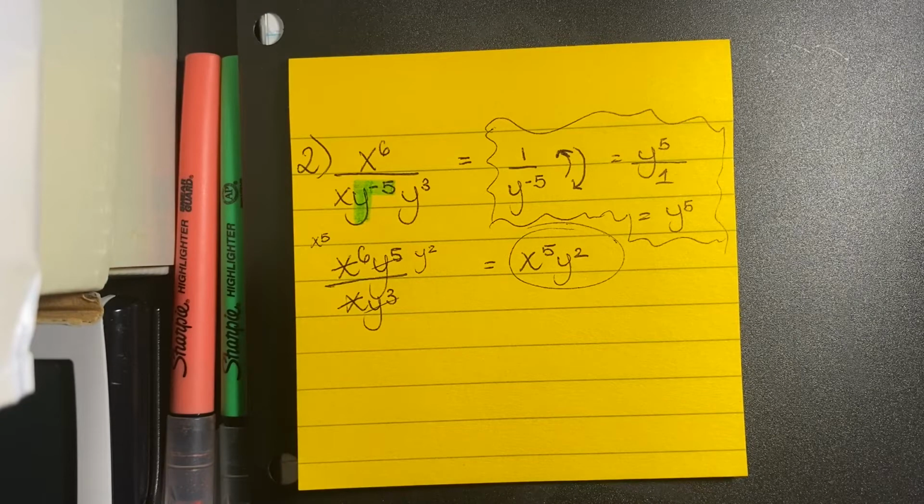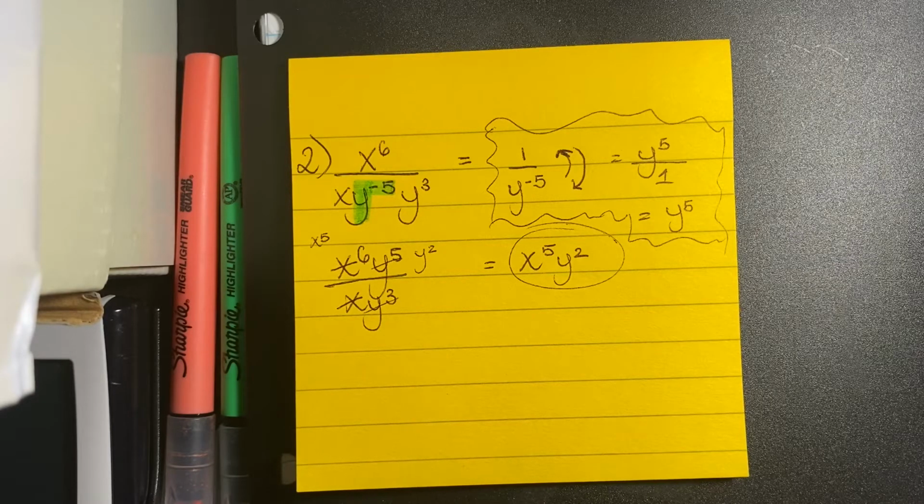Okay, so for the next two problems, I did not walk y'all through how I solved this, so I'm just going to talk you guys through. So we have x to the 6 being divided by x being multiplied by y to the negative fifth being multiplied by y to the third. So we have a negative on the bottom, so what you want to do is just move it to the top. So just move y to the fifth to the top.